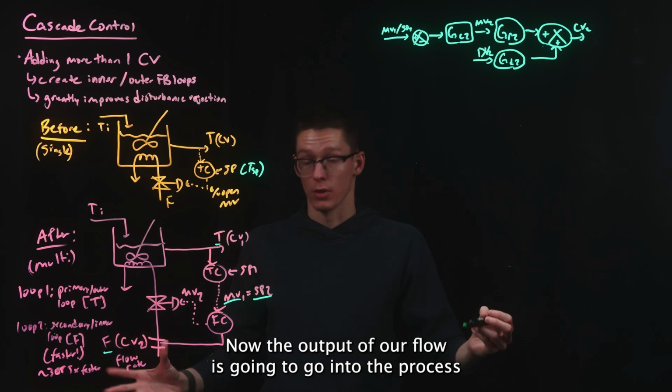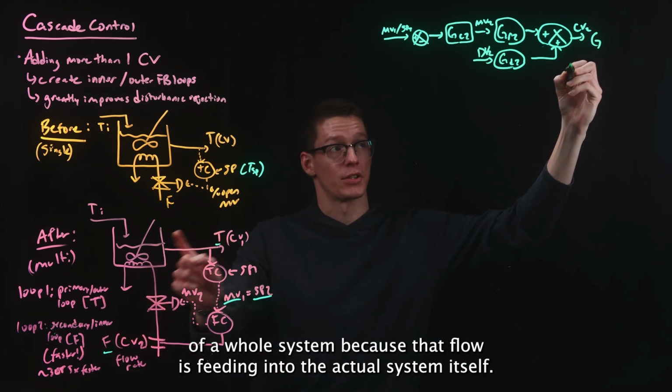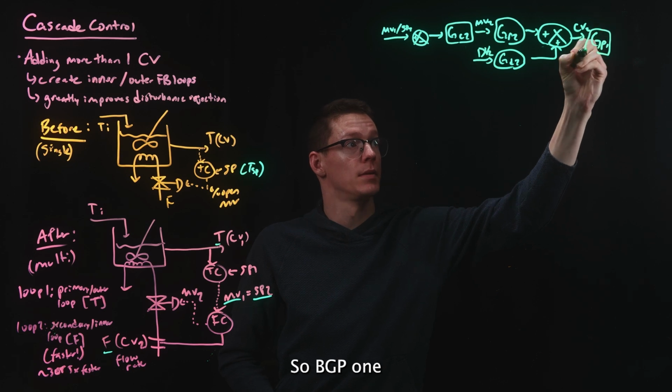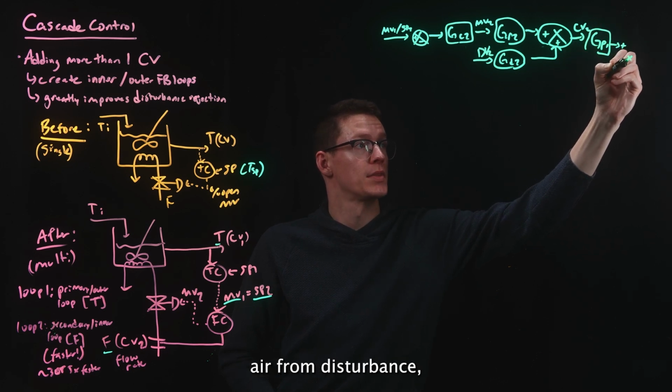Now the output of our flow is going to go into the process of the whole system because that flow is feeding into the actual system itself. So that'll be GP1. That gets added with its own error from disturbance.